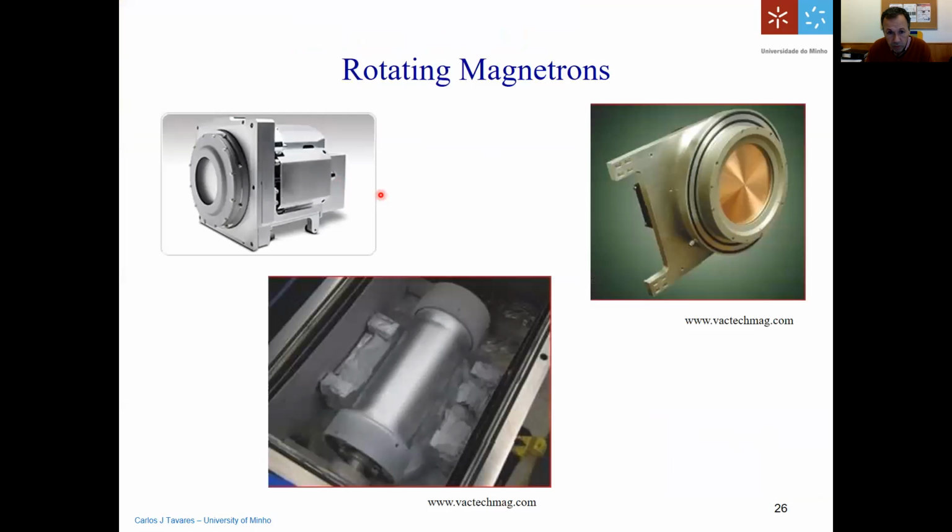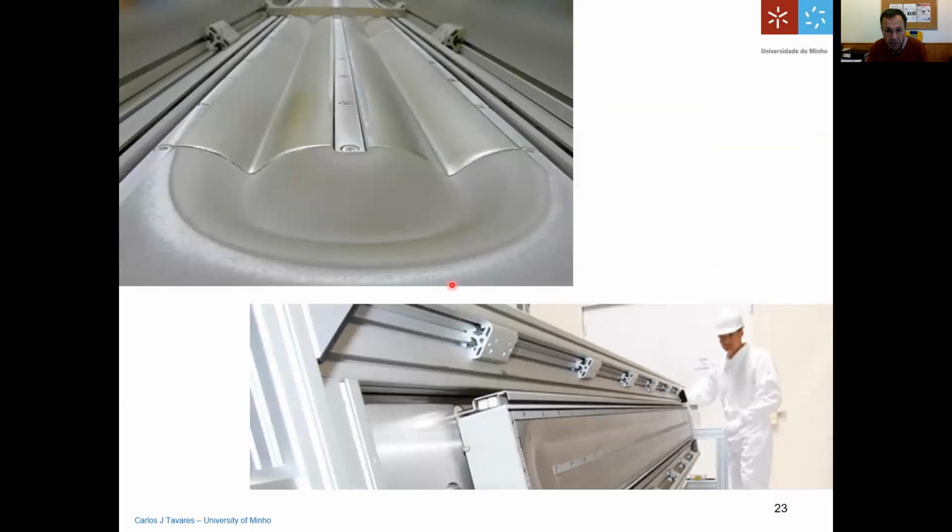To avoid this, in some industries they use a rotating magnetron. It means that your target is a cylinder and it's rotating, so you have uniform erosion. You see that the thickness of the eroded part is uniform. Contrariwise, what happens here is that erosion is mostly located where you have the highest magnetic flux density.